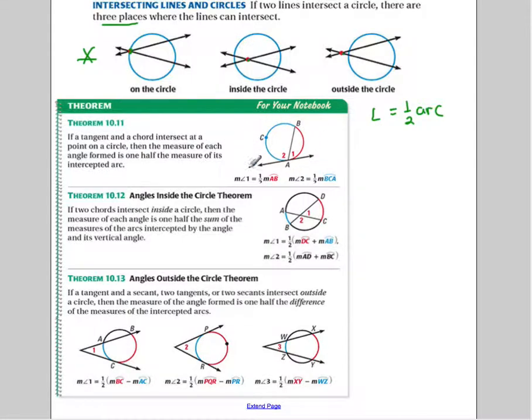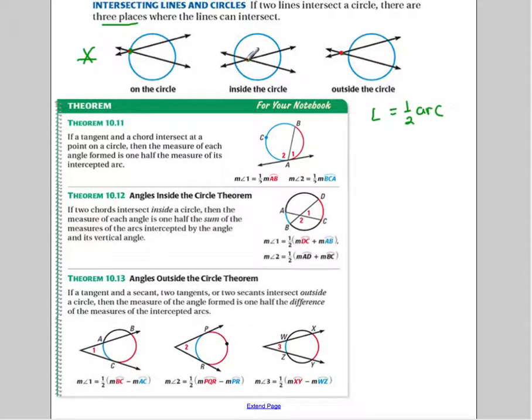That's kind of what's going on in this picture. Angle 1 is going to be half of arc AB, and angle 2 is going to be 1/2 of arc BCA. Together those should equal 180 degrees, 1 and 2, because they're a linear pair. And the entire circle should be 360, so half of 360 is that 180. Kind of an interesting idea here with theorem 1.